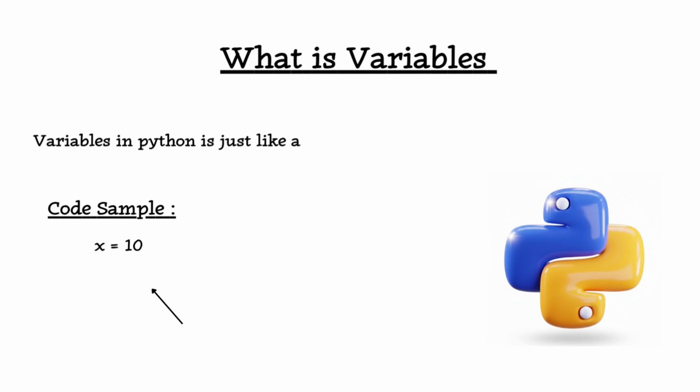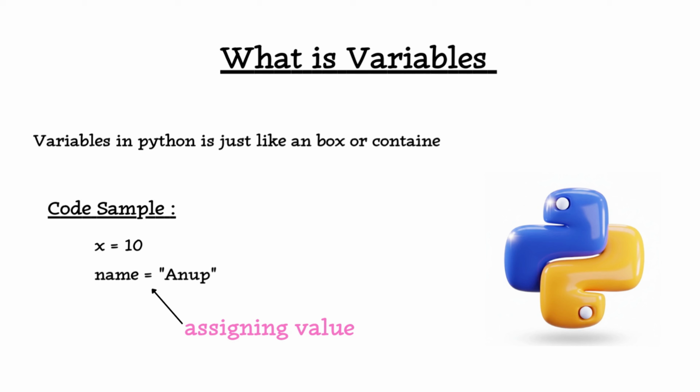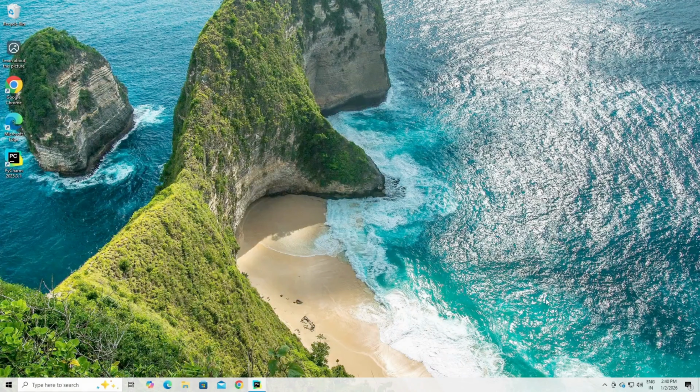You can think of a variable as a box or a container where we can store a value. In Python, creating a variable is very simple. We just write a name and assign a value to it, that is called a variable. So let's try to understand more in depth by practically doing an operation over the variables.